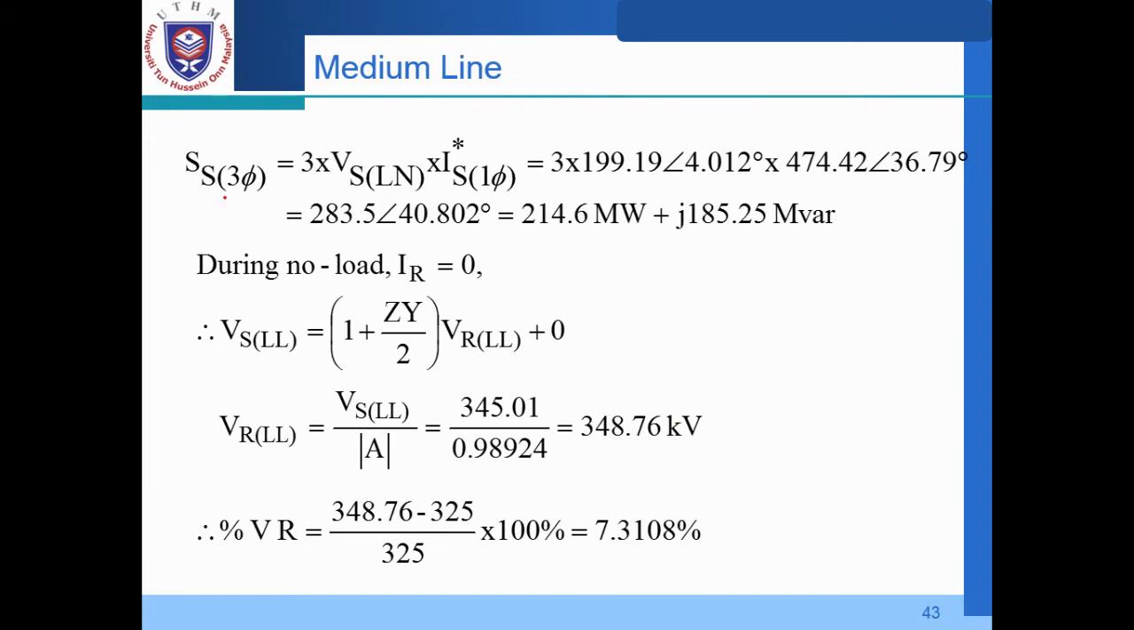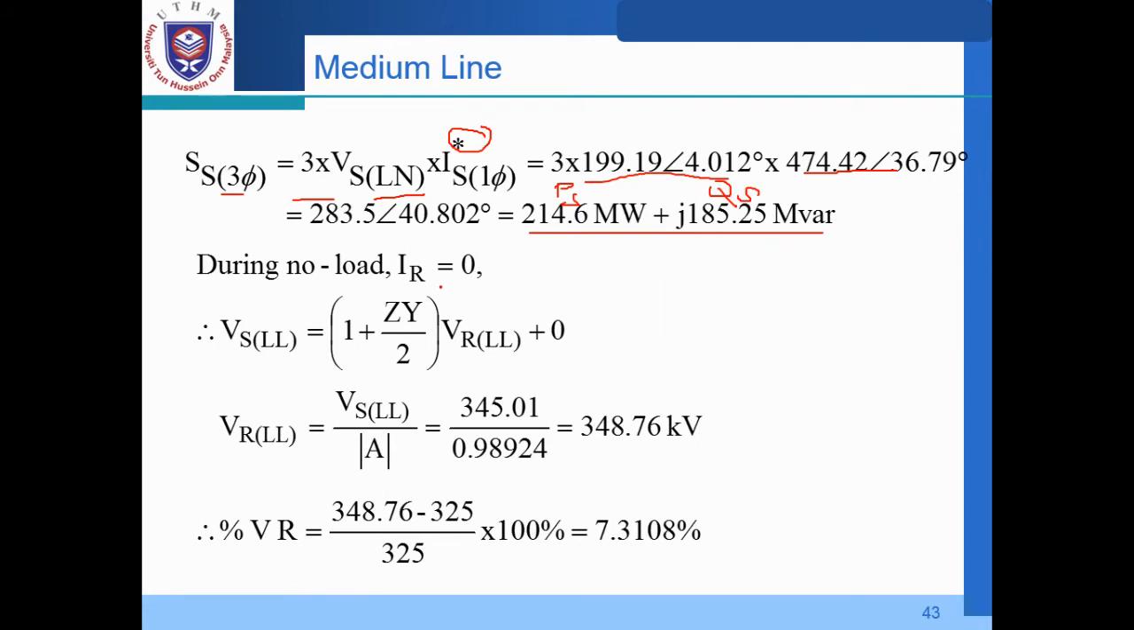And then the sending apparent power, 3 phase. Remember the equation: 3 multiplied by Vs per phase multiplied by Is per phase conjugate. So just substitute the values we just calculated, giving Is in rectangular form. Again, this is PS, and this is QS.